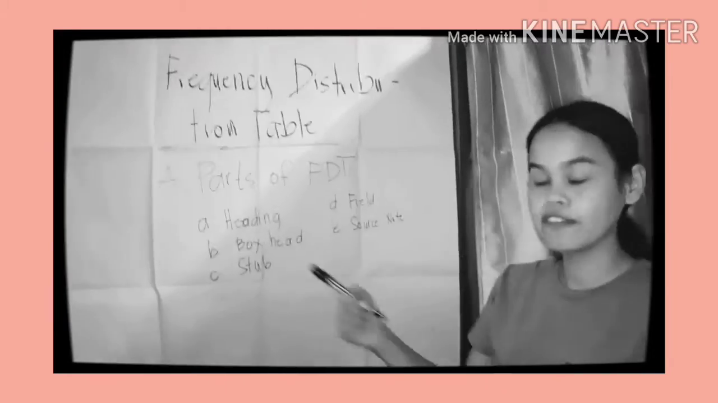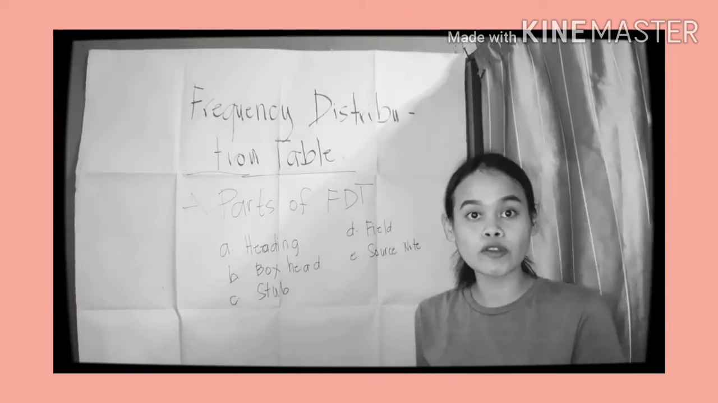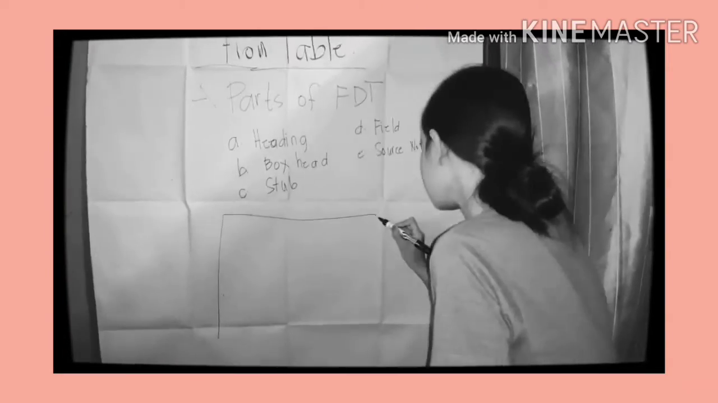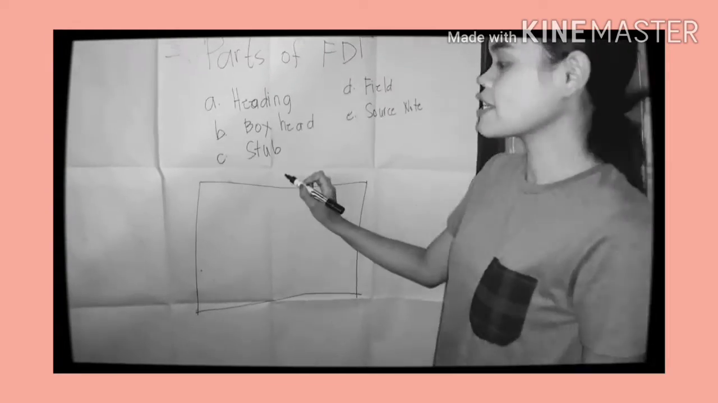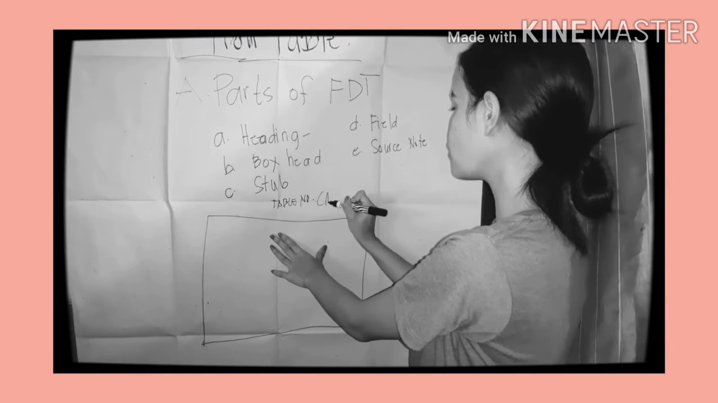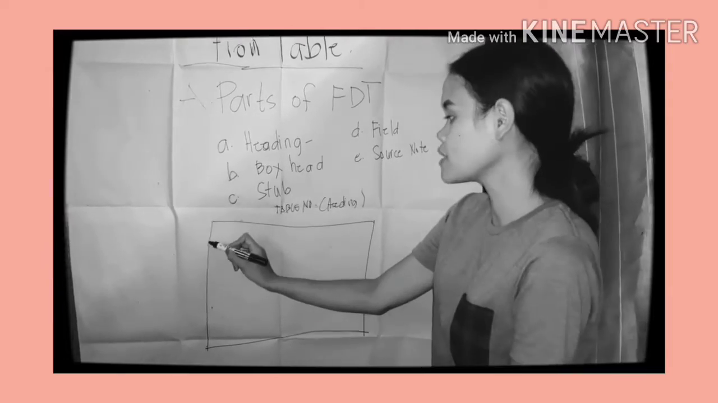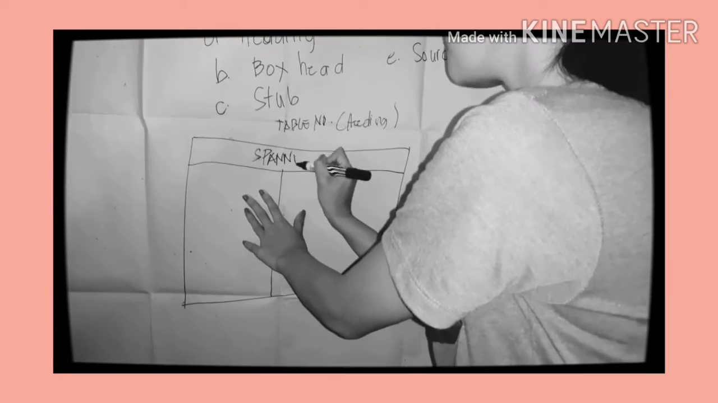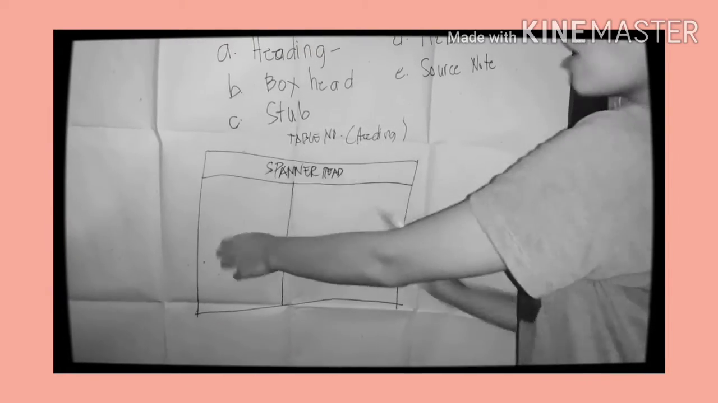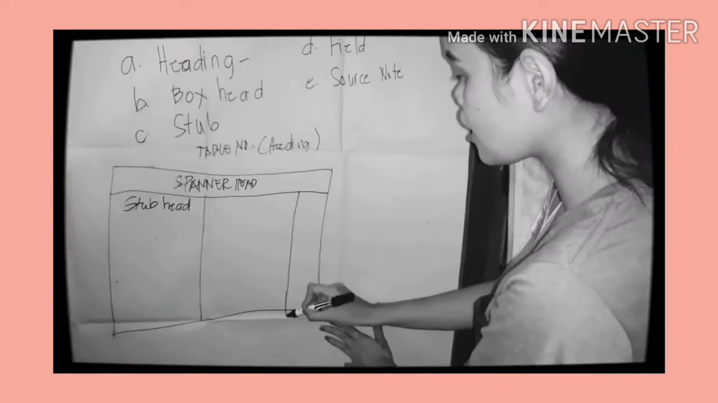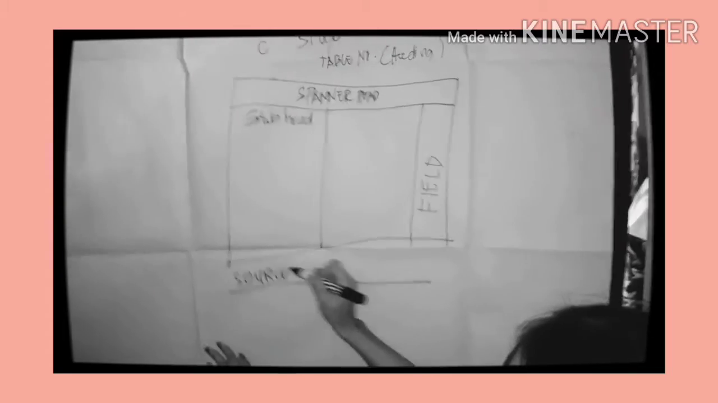So these 5 parts of FDT, you can see in the table. I'm going to draw the table so that we can identify where these 5 parts of FDT belong. In the above of this table, this is what we call the heading, which is the table number. And the box head belongs here. The box head consists of what we call the spanner head. And the stub belongs here. This is the stub head. And the field is located here. And the source note belongs here.